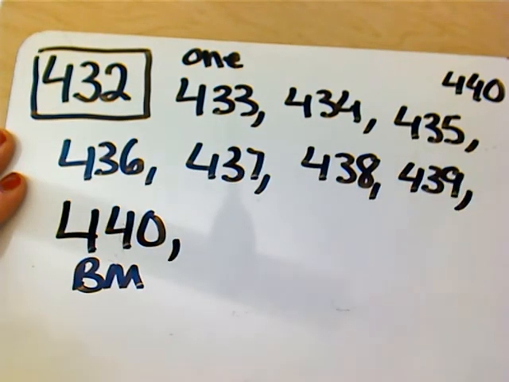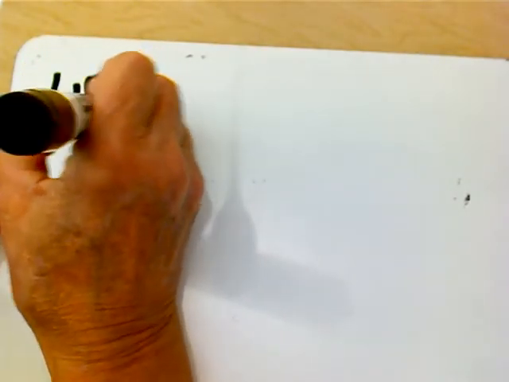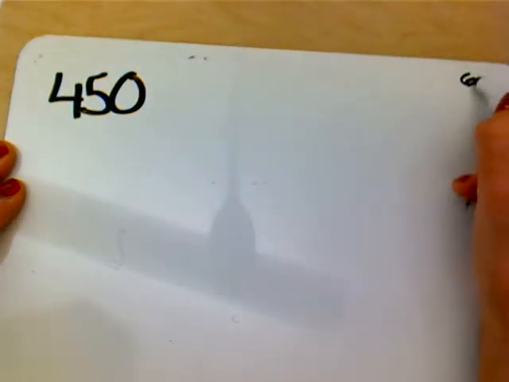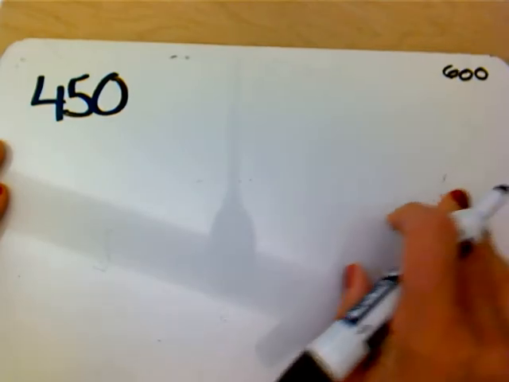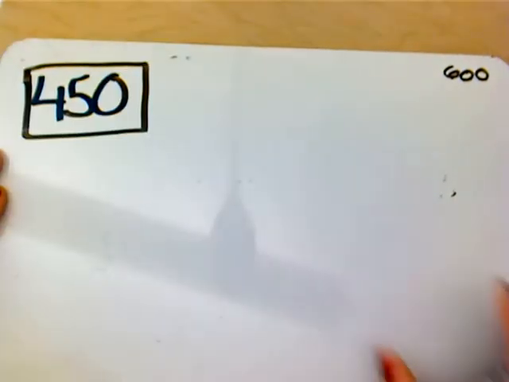Alrighty, so there you have that one, all the way up to 440. All right, this time we're going to start again, except that you are going to start at 450. You're going to start at 450, and you need to go all the way up to 600. So 450 all the way up to 600. Shut the video off and give it a try.